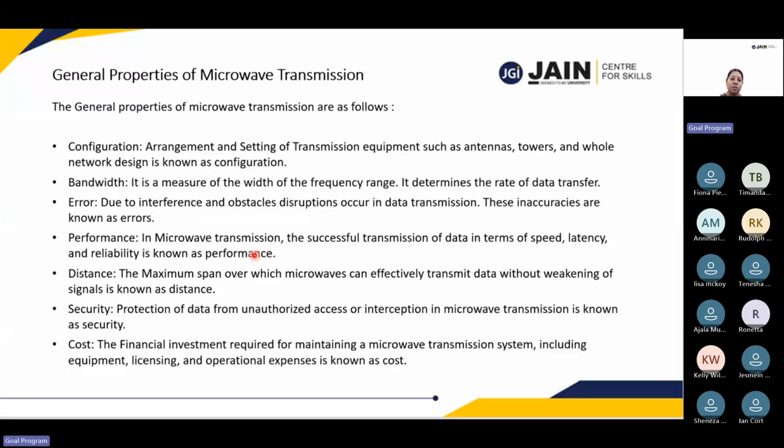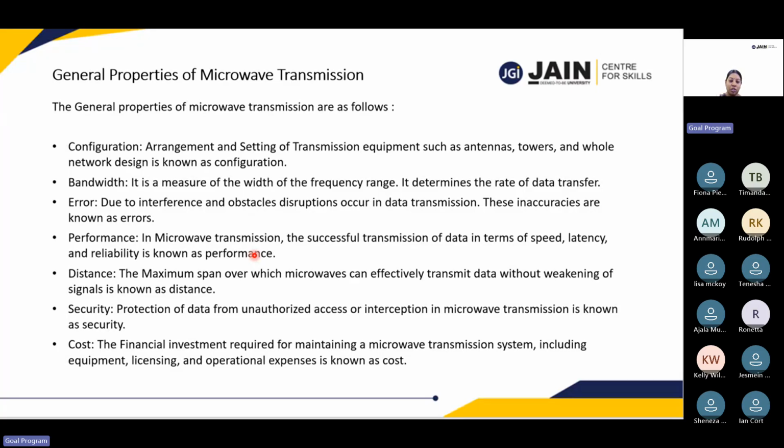Distance: the maximum span over which the microwaves can effectively transmit data without weakening the signals is known as distance. Obviously signals will go weaker, but microwaves can travel long distances very easily without weakening the signals.